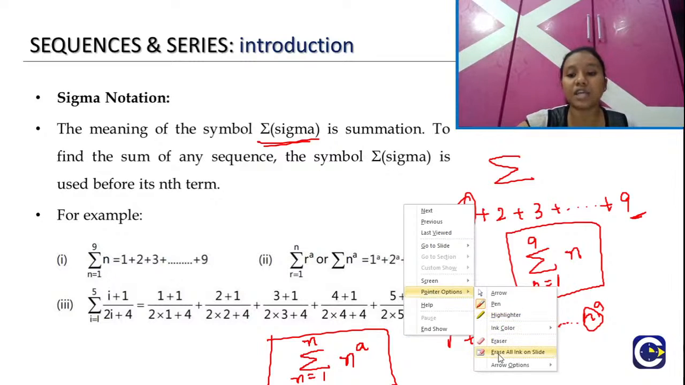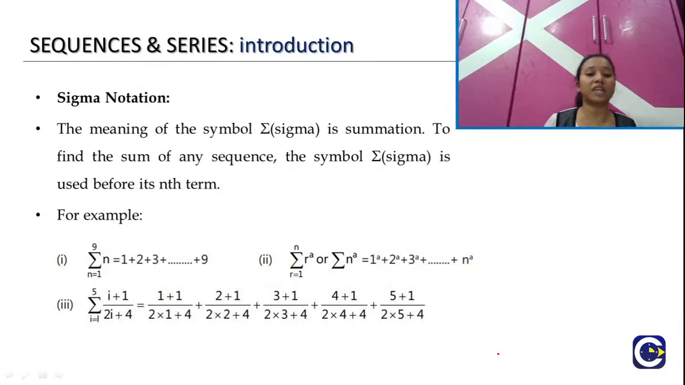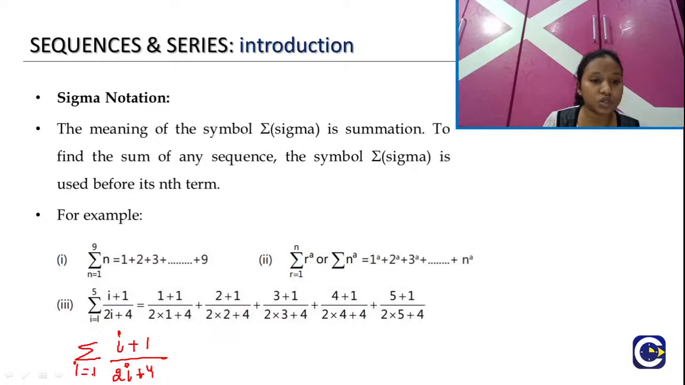So far we have seen how we converted from the sum to sigma. Now let's see how we can convert from sigma back to our normal form. Suppose you are having sigma of (i plus 1) by (2i plus 4), where i goes from 1 to 5. So the expansion of this will be: i is starting from 1, so 1 plus 1 by 2 into 1 plus 4 is the first term.